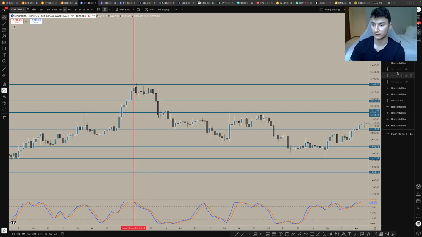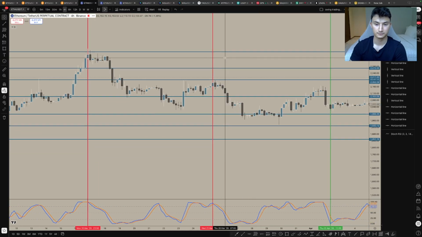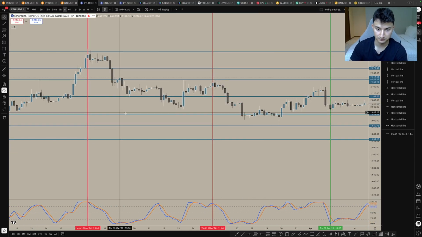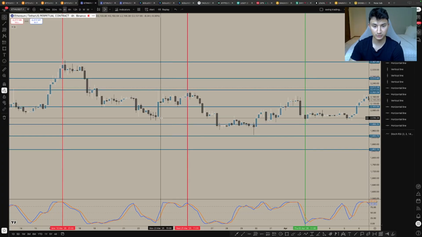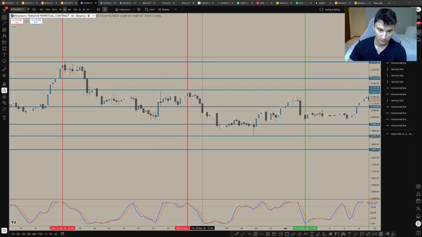Now let's take another example. Let me just turn these on. Boom. Okay. Let's take this other example here. As I said before, these zones, I marked them on a higher time frame, and then I went to the 4 hour and entered my trades. Now this zone, for example, 2200.